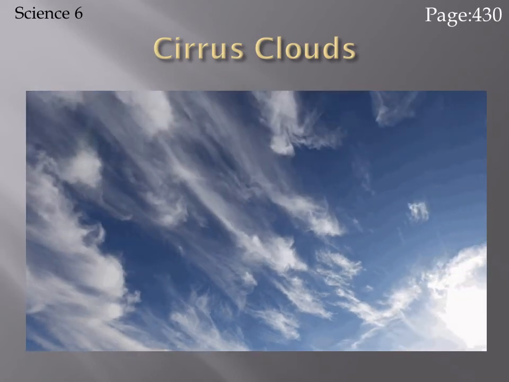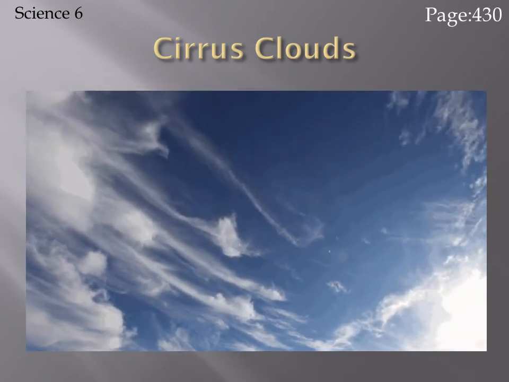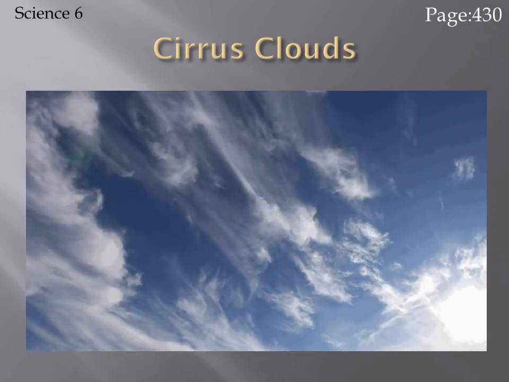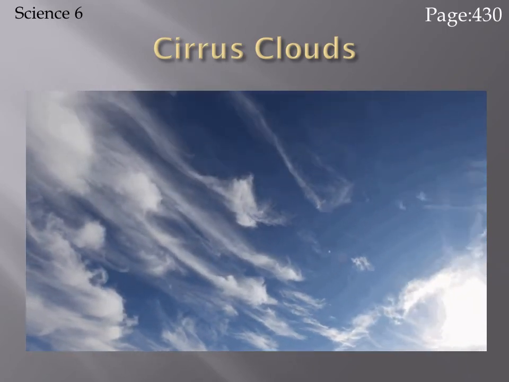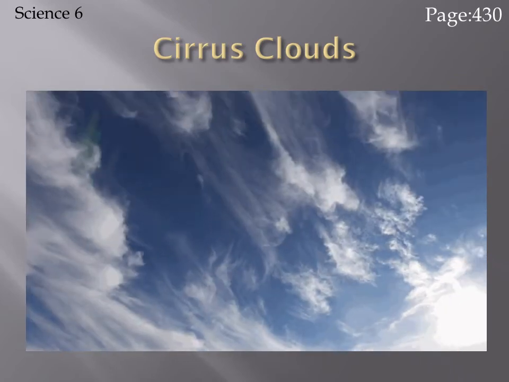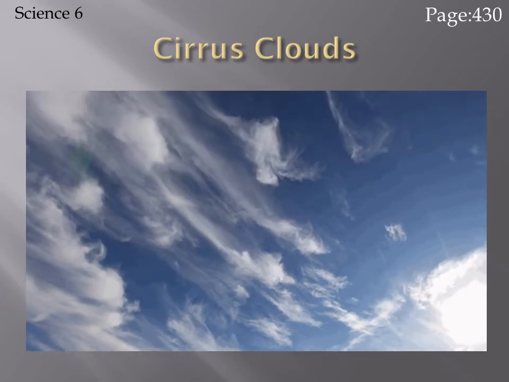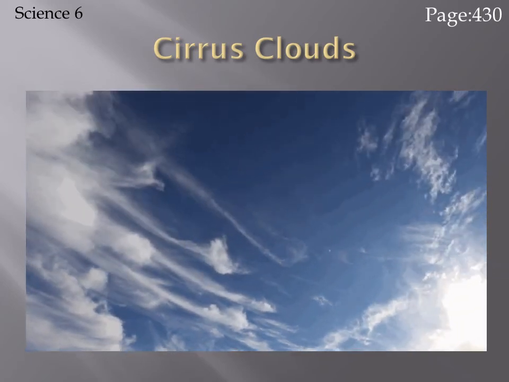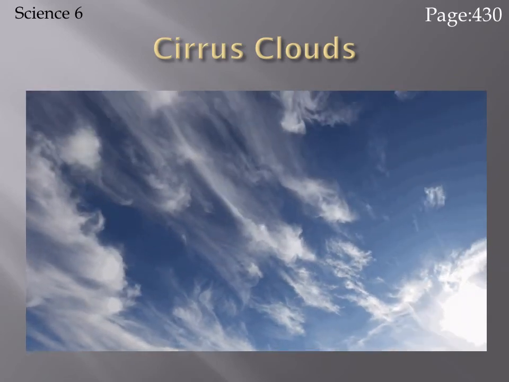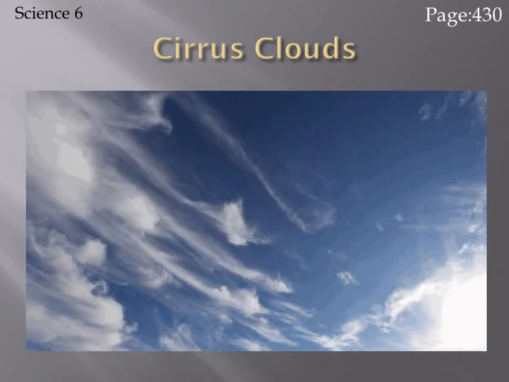Cirrus clouds are thin clouds made of ice crystals that form very high in the sky. These clouds are the highest clouds, and the temperature at the height where they form is about 30 degrees below zero, which is why they are made of ice crystals. Cirrus clouds typically appear when the weather is nice and will stay that way.